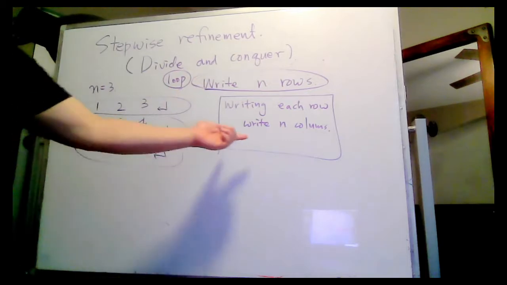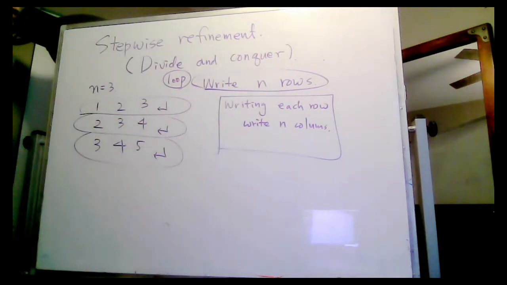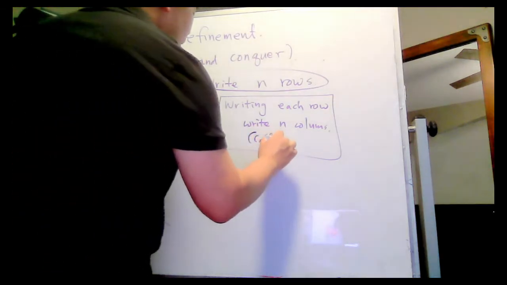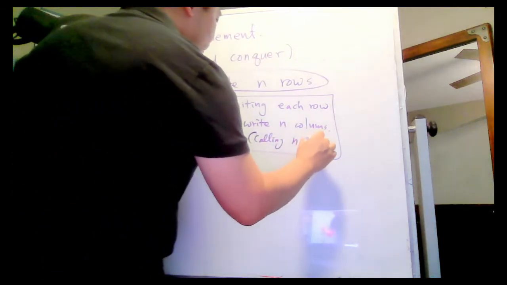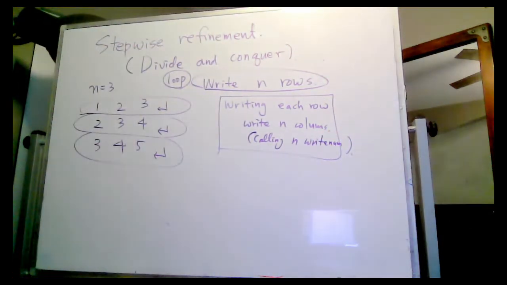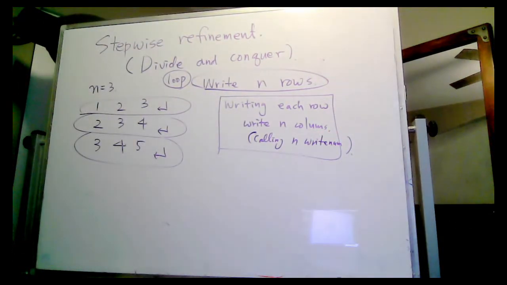And then writing n columns corresponds to what? Calling n write nums. Right? So you have to call the write num function n times. Okay? So that's what you need to do. So let's think about it.